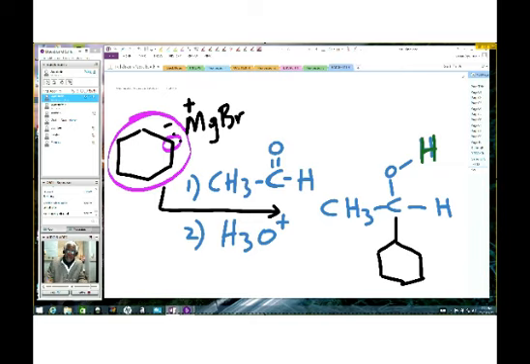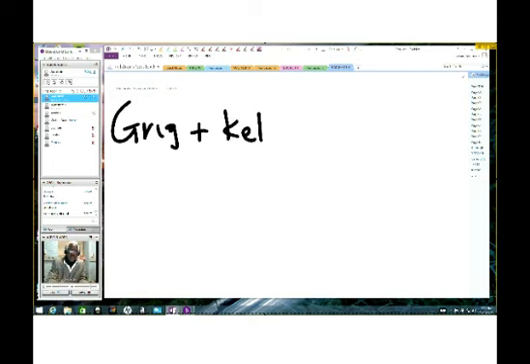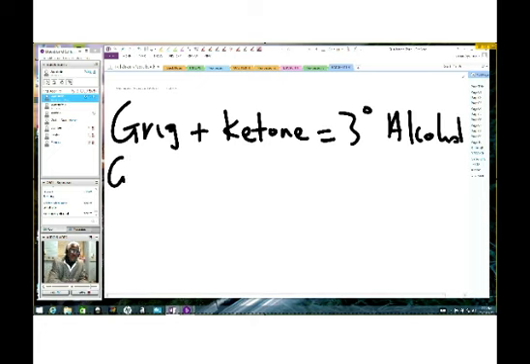Okay, so now let me give you a table of what you expect to get when Grignard reacts with different classes of compounds. Let's just say Grignard plus ketone equals tertiary alcohol. Grignard plus aldehyde equals secondary alcohol. Keep this in mind.